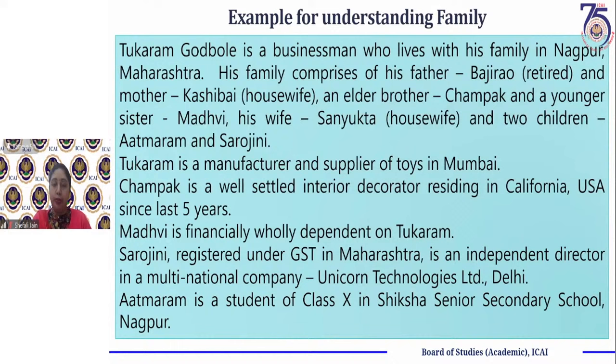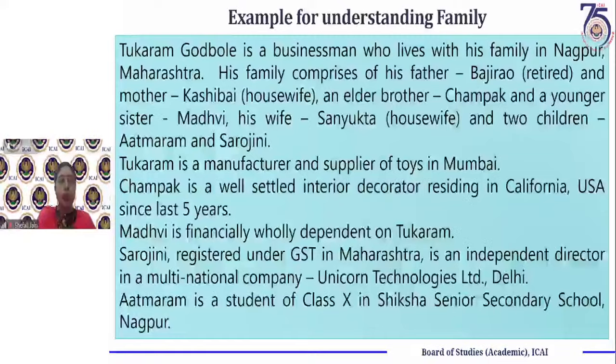So the golden rule is that for spouse and children, there is no condition. They will always be considered as a family of the person we are considering. And for brothers, sisters, parents and grandparents, they will be considered as a family only when they are wholly or mainly dependent on such person. Okay. So all of you are giving the right answers. His parents are related because they are mainly dependent on him.